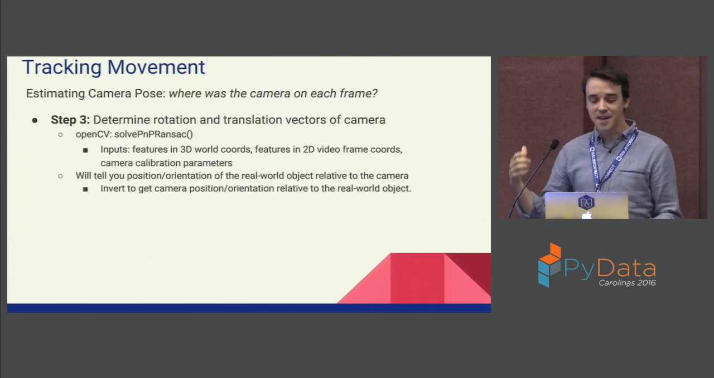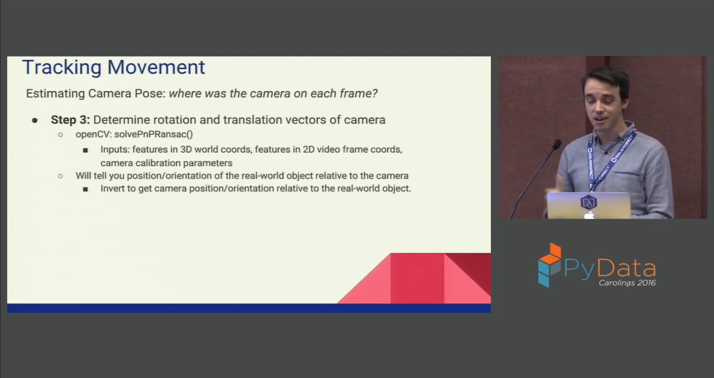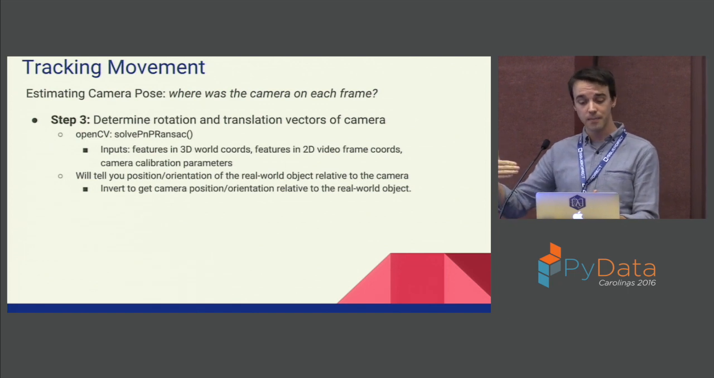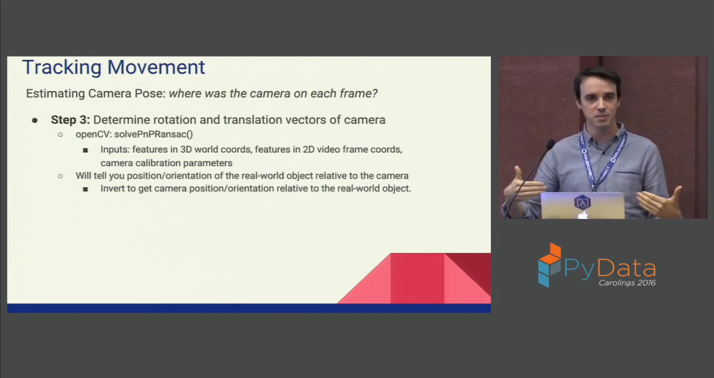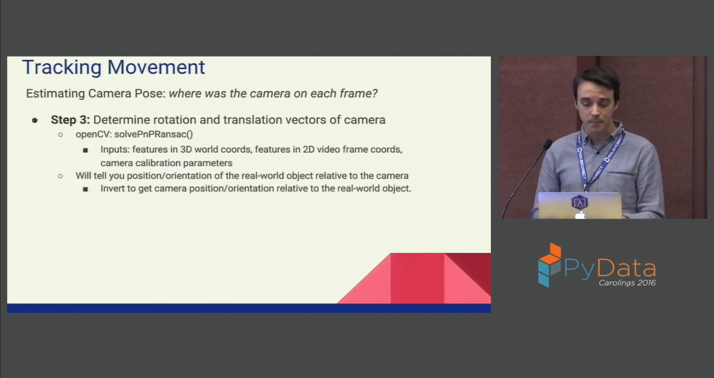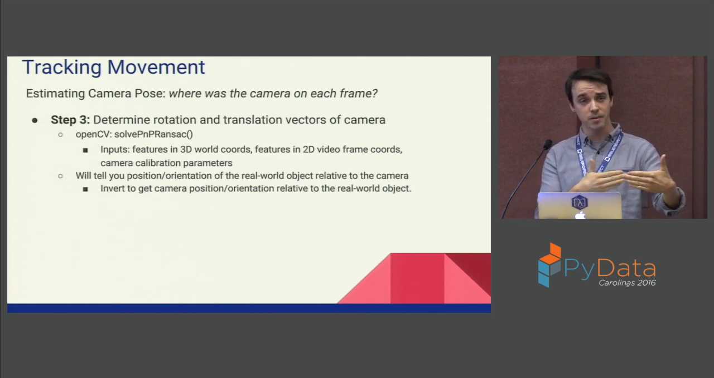So once we have all the features defined in 3D world coordinates, you can use the OpenCV function solvePnPRansac to figure out where the camera was on that frame. And this will return the rotation and translation matrices that will go from the camera to the real world object. In this case, the artwork is fixed in space, and the camera that somebody's wearing is moving around it.